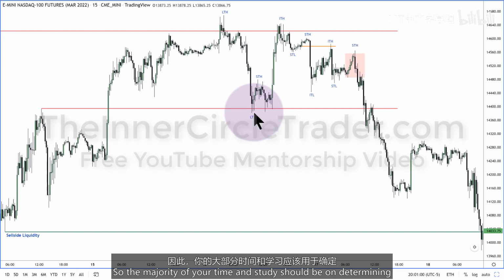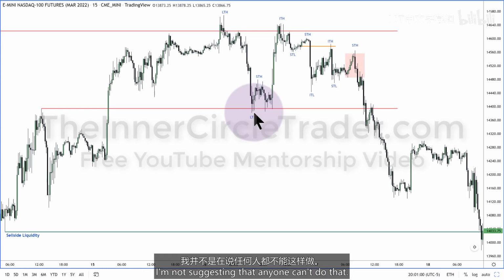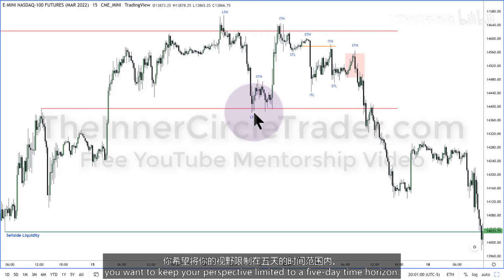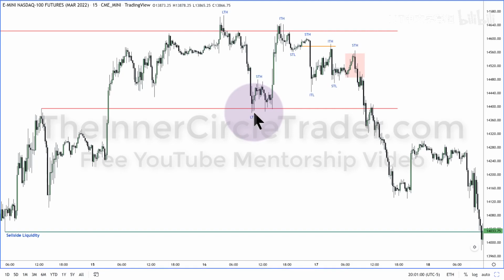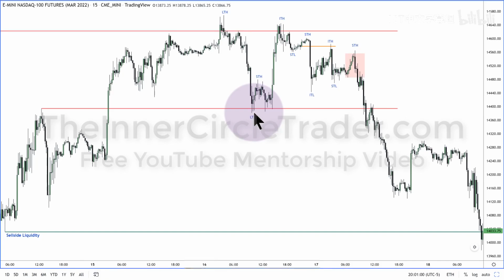So the majority of your time and study should be on determining where that daily chart's going over the next day or two or a week. But you try not to forecast longer than a week. Not that you can't. I'm not suggesting that anyone can't do that. I'm just saying as a developing student, you want to keep your perspective limited to a 5-day time horizon. And don't be upset if you don't have the entire weekly range forecasted correctly. That's not important right now.